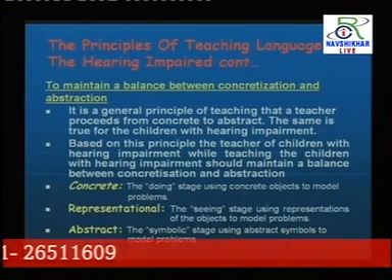First, talk about the things that are in front of him that are in reference to context, and then later on, maybe when he learns things in context, we can talk to him about things that are out of context as well. Then to maintain a balance between concretization and abstraction.